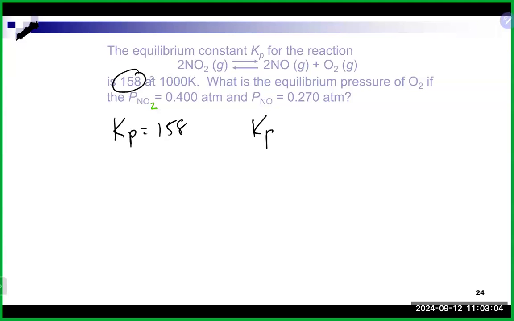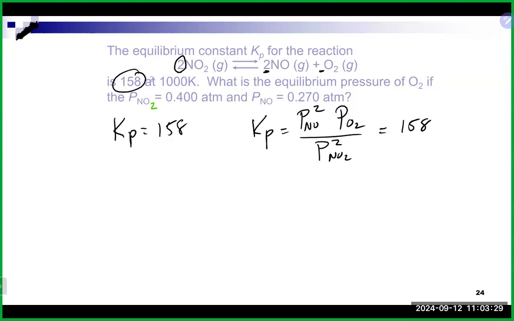So our expression here would be, again, our products. So partial pressure of NO, we do need to square it because of the 2, times the partial pressure of O2. Again, the coefficient there is 1, so you don't have to worry about it. Here on the bottom, partial pressure squared of NO2. Once again, we do need to take that 2 into account there. So that's going to equal 158.